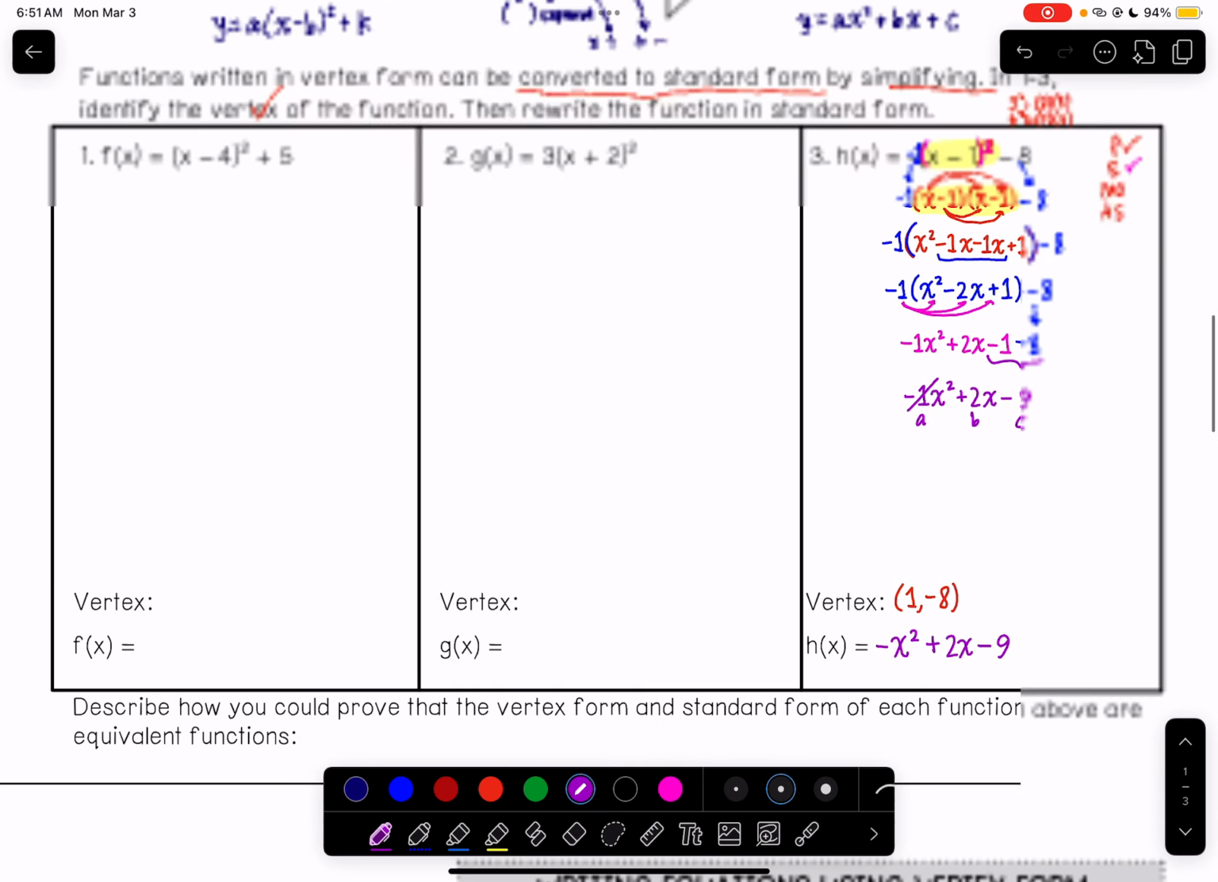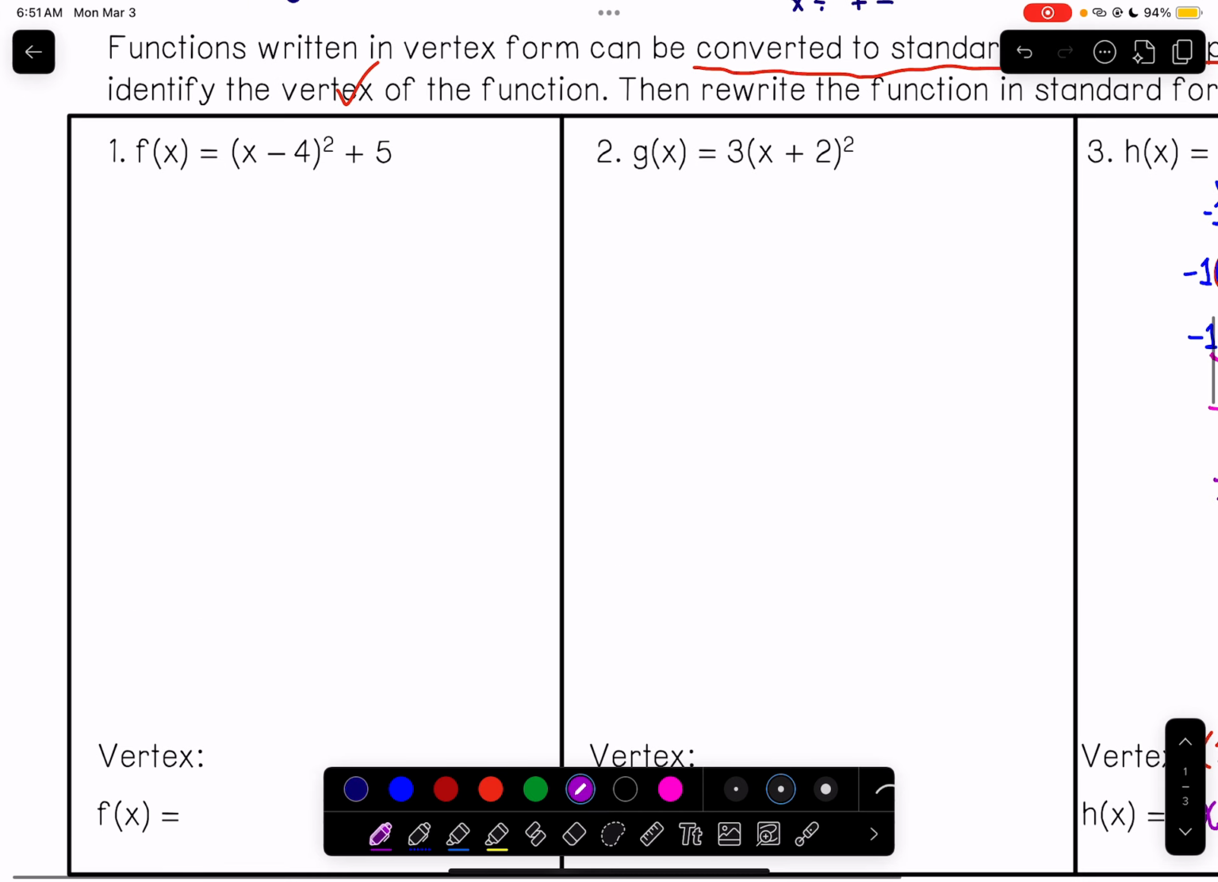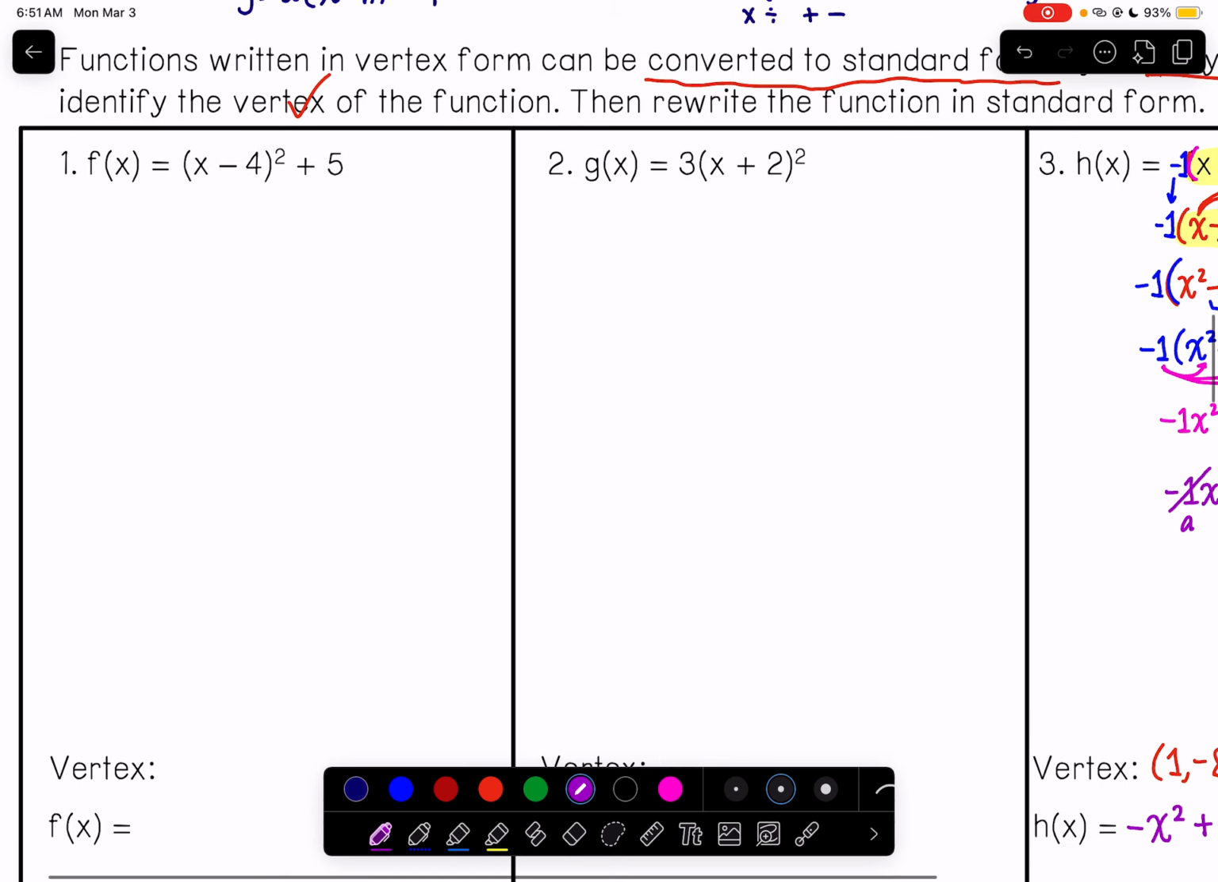Okay, I want you to go ahead and try number 1 and number 2 by yourself, and then come back to this video and check and see if you got the same thing that I did. So I'm going to work these out real quick silently, but I want you to work them out by yourself first and then press play. I'll start with number 1.